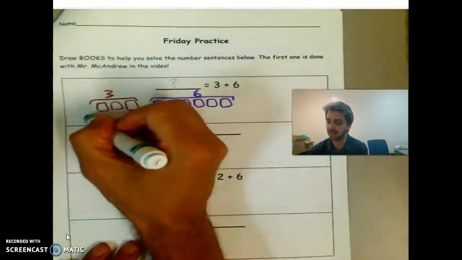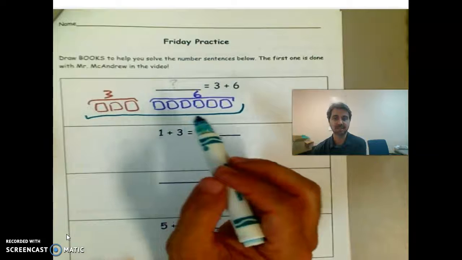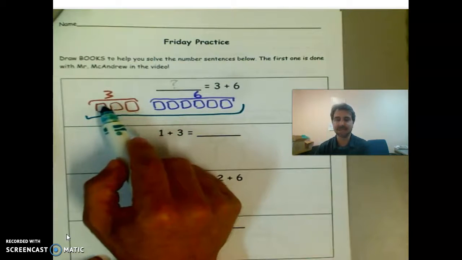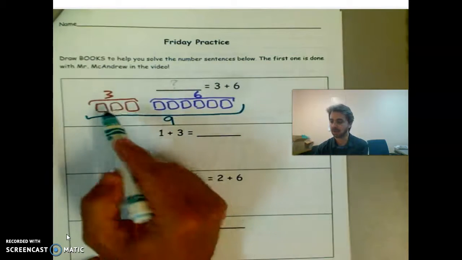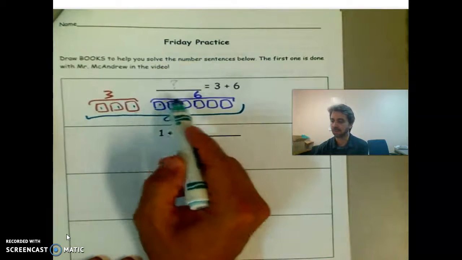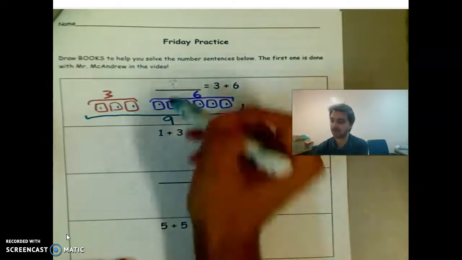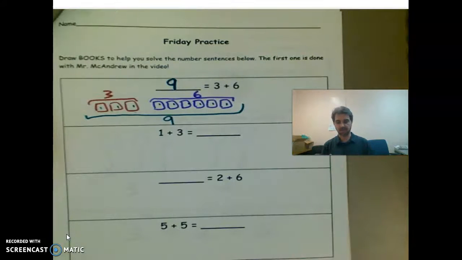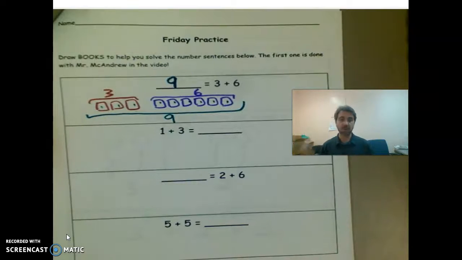Let's take a look. If I put those all together, the fastest way for me is to go 6, I know this is 6, 7, 8, 9. So I get 9. If you're not sure, you can always just count them up: 1, 2, 3, 4, 5, 6, 7, 8, 9. All right, awesome. So I'm going to put a 9 here. My question mark is no longer a question mark. It's a 9.